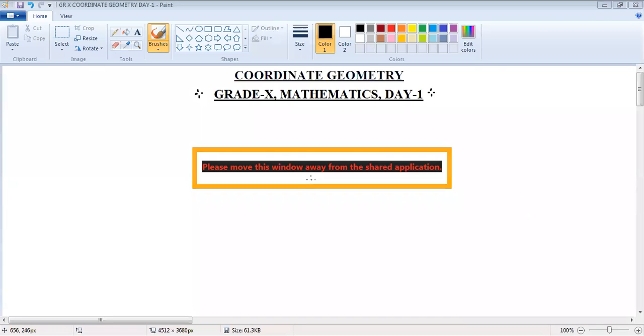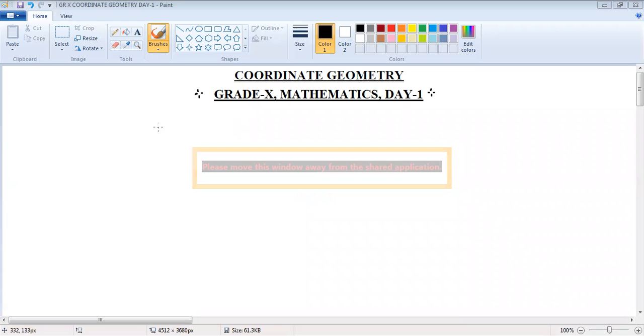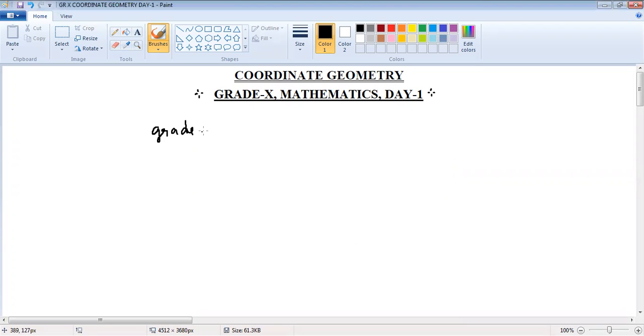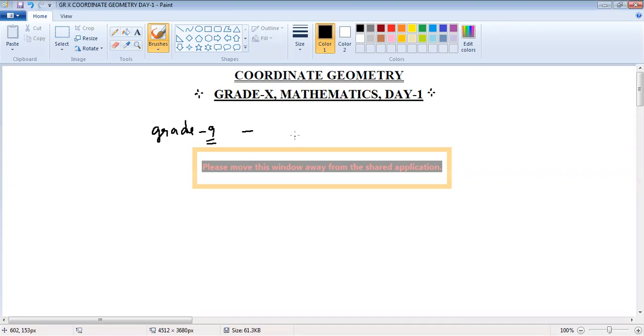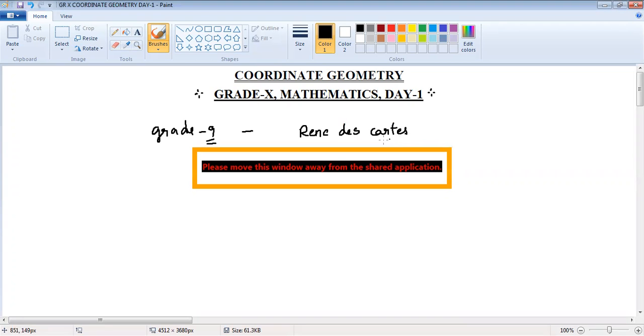It's coordinate geometry. In this coordinate geometry, first of all, we need to know what we learned in grade 9th. What is coordinate geometry and who worked on this? We have learned it was Rene Descartes. He worked on this and gave one beautiful structure, the coordinate system.